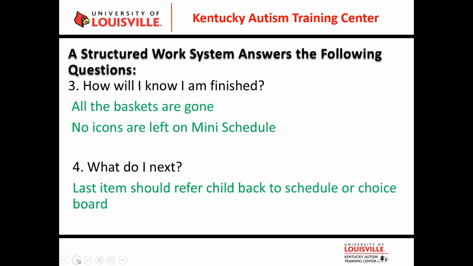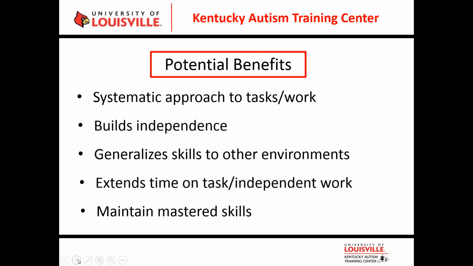Another question that's answered is, how will I know when I am finished? Well, all the baskets are gone. And also if you're using a mini schedule, then there are no icons left on your work area. So what do I do next? You should have a schedule card or an icon to refer the child back to their schedule or to a choice board if that's how your work systems work.